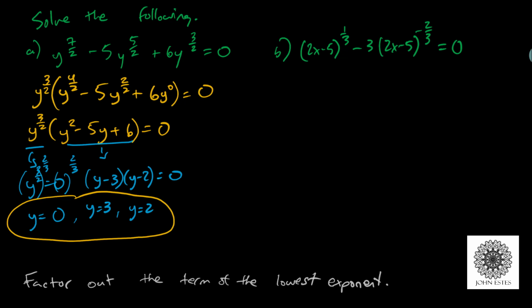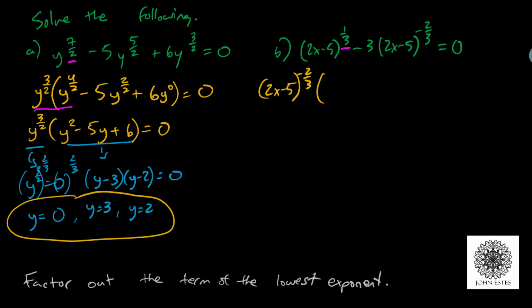Alright, now let's look at part B. The technique's the same, except now we have a negative exponent, so it makes it look a little bit more confusing. This time I'm going to take out 2x minus 5 raised to the smallest power possible here, which is -2/3. When I do that, we have to be careful. What did I do over on this side? When I took out the 3/2, I subtracted 3/2 from the 7/2. So this time I'm subtracting -2/3 from 1/3.